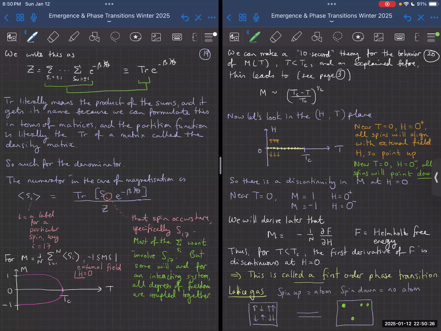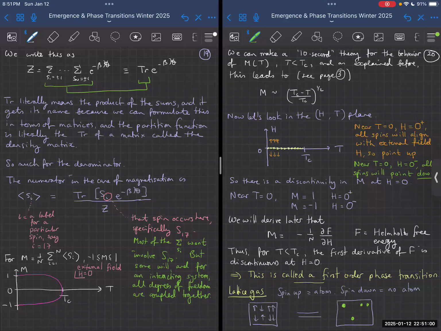It'll turn out, and we'll see that later, that the magnetization is related to thermodynamics, the thermodynamic free energy called the Helmholtz free energy, which I'm going to assume that you've met before. I'll derive this equation, but I'll assume that you've heard about free energy in your elementary statistical mechanics classes. So what that means is that for T less than Tc, the first derivative of the free energy is discontinuous at H equals 0, and this is called a first order phase transition.